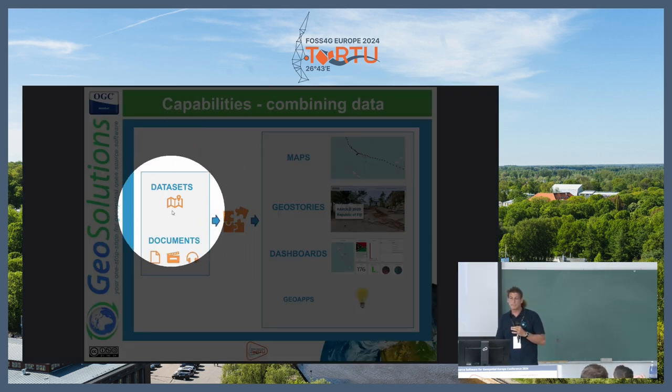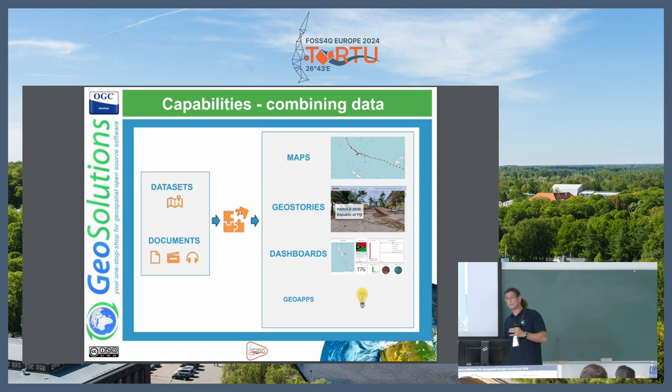with the basic uploaded information, we can combine them to create the different aggregations, so maps, which are, of course, the classical layers with different styling, the GeoStories and dashboards, which are different aggregates. Dashboards usually are more static, using, of course, the dynamic data inside the catalog, while GeoStories is something that you can read through. GeoApps are there because they are the generic kind of app that can be implemented in GeoNode and then added as a plugin.